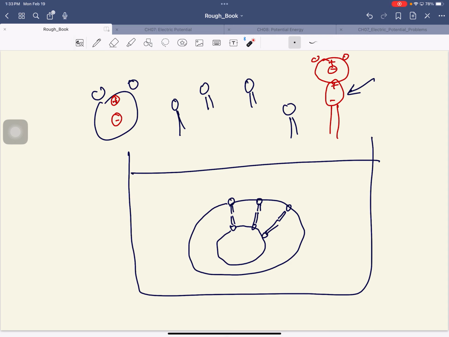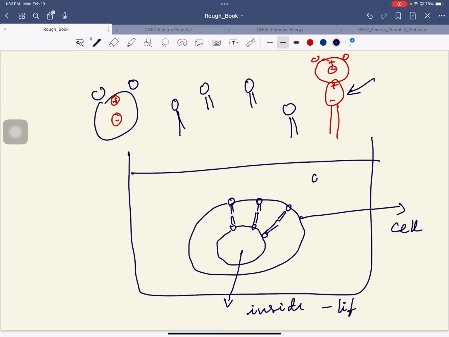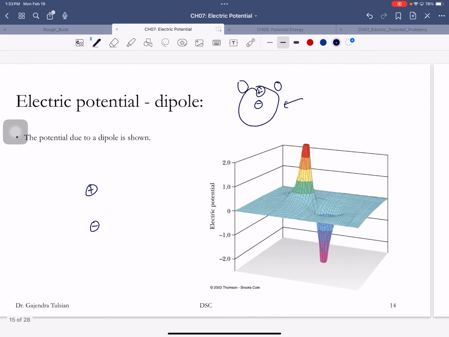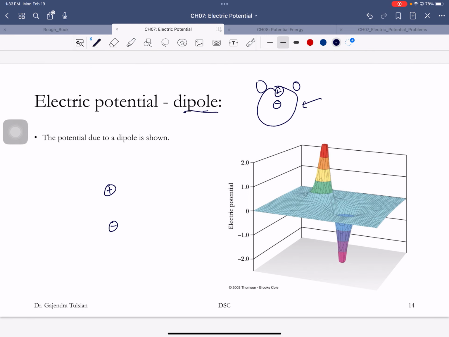So now this can be a cell. This is the inside, life, and this is the outside. If you didn't have a polar molecule, this couldn't have happened. Did you guys understand that? All right, very powerful. Anyway, so that's a dipole.